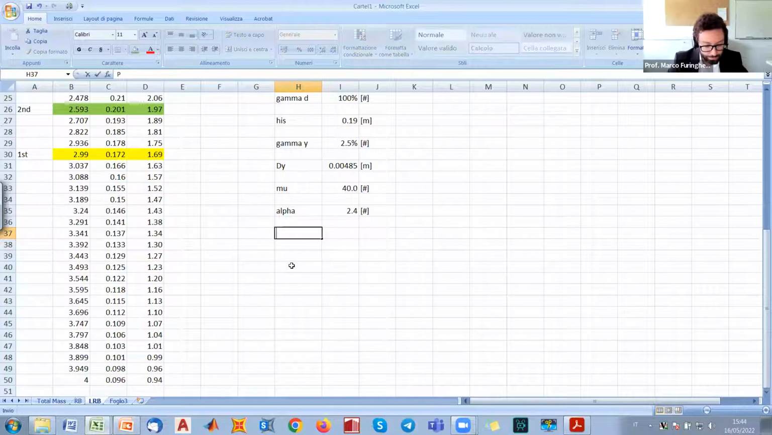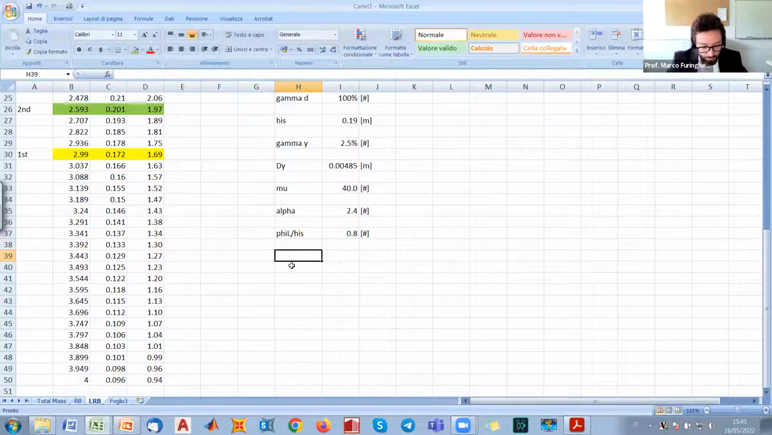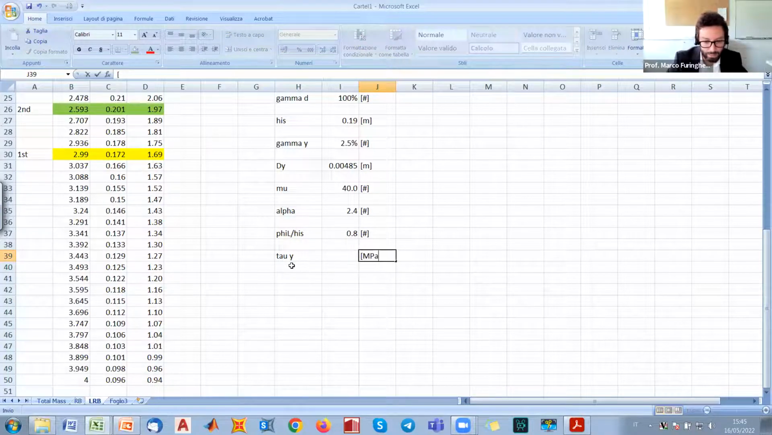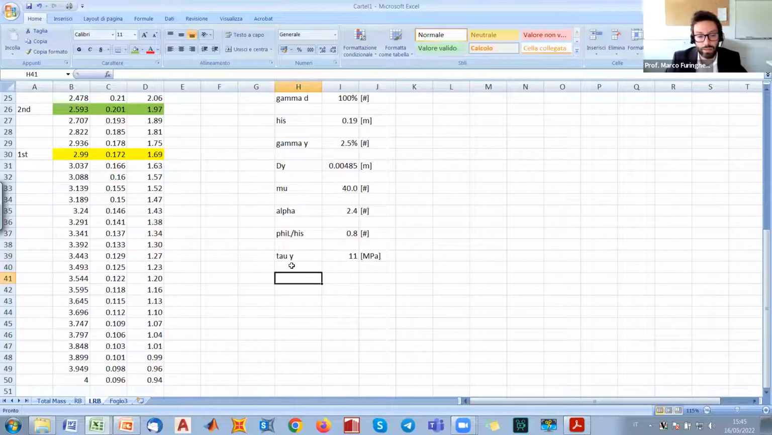So we have the parameter, which is the ratio between the diameter of the lead core divided by the height of the isolator, as a ratio. We assume the mode value, which is 0.8. Tau yielding for the lead core, as a megapascal value. We assume again 11, which is a mode value.